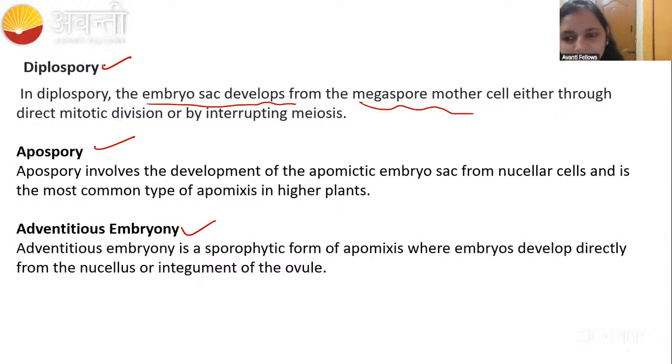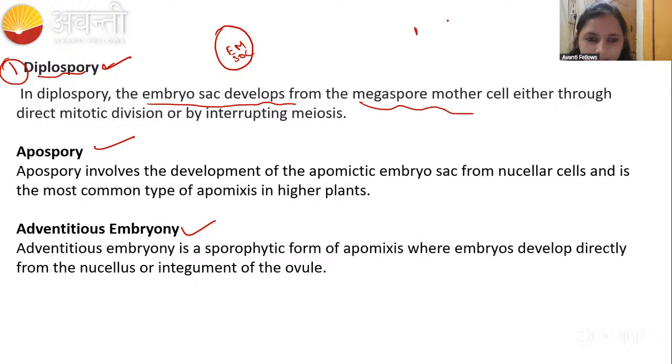Here, let us understand all of this. Then we'll go to polyembryony. First, let us go to diplospory. Diplospory means what is happening here? The embryo sac has to be developed, right? How is the embryo sac going to be developed, guys?